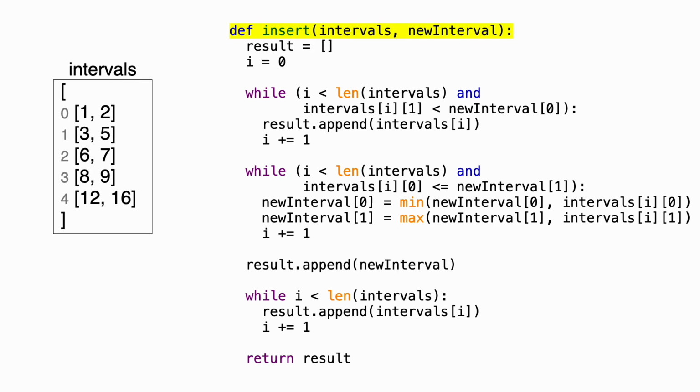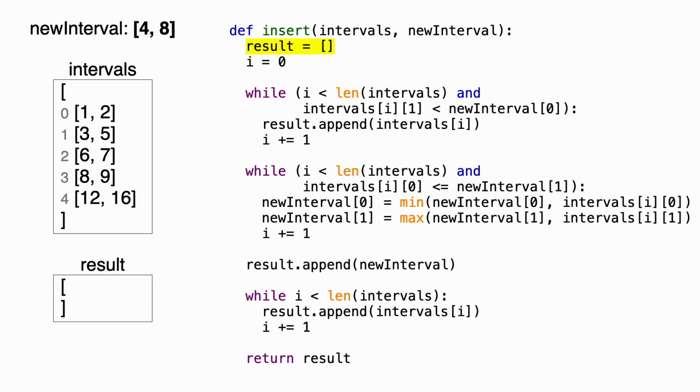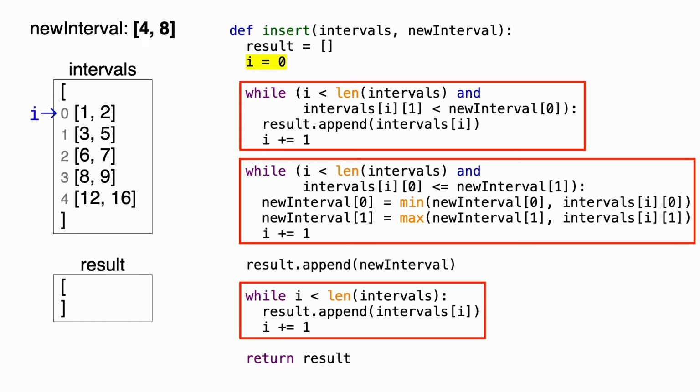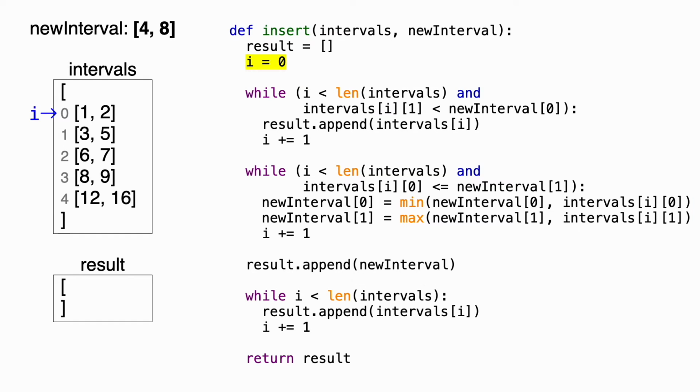Let's say that this is the list of intervals, and I've indicated the index of each interval here. Let's also say that the new interval is 4, 8. The first thing we'll do is create an empty list called result, since it'll hold our final answer. We'll also initialize a variable called i to 0. i will be used to traverse the intervals list. We'll then enter 3 while loops, which represent 3 different sections of this code. For each one of these loops, we'll make sure that i is less than the length of intervals to make sure we don't go out of bounds.